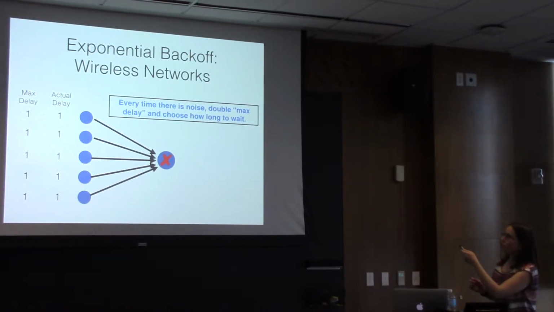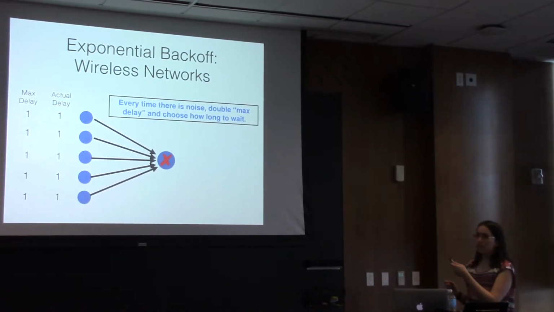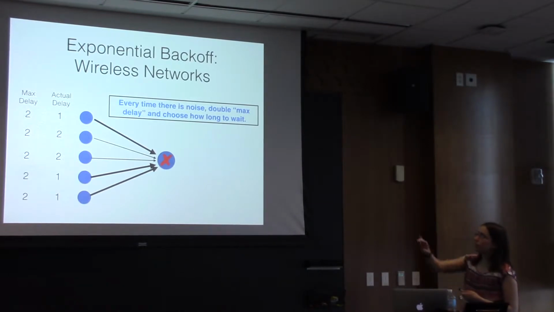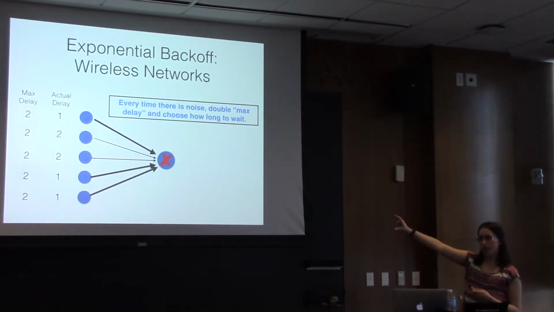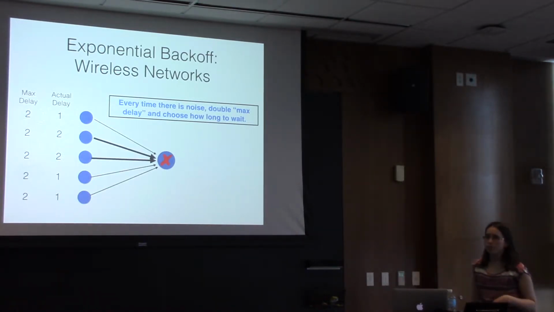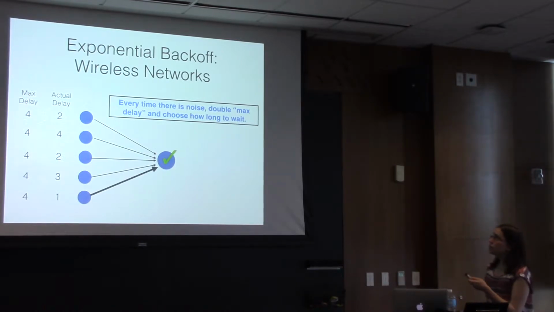So here, everybody started at a max delay of 1, and their actual delay was also 1, and everybody sent their message, and they collided. All right? But then they all doubled their max delay, and uniformly at random picked something in that range. And so some of them are still at 1 and are sending their message together, and some of them are not, so they'll send their message in the next iteration.